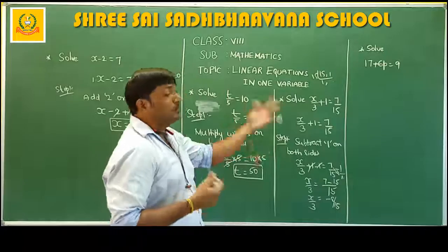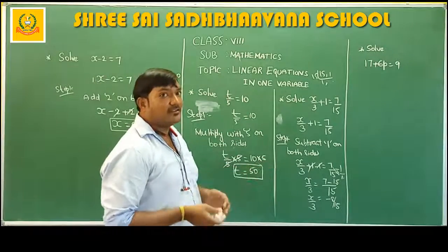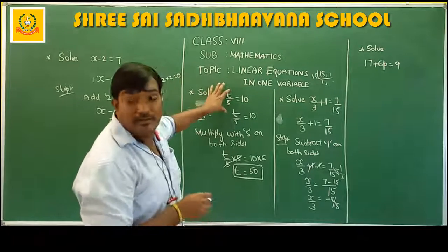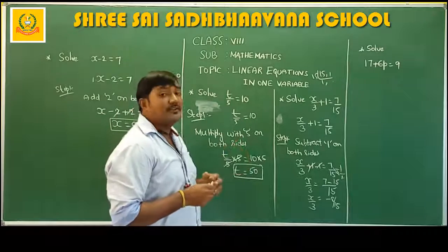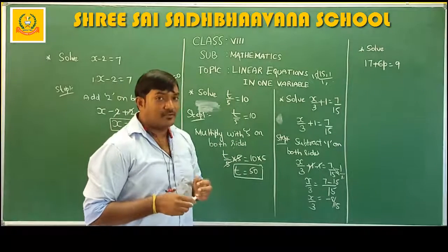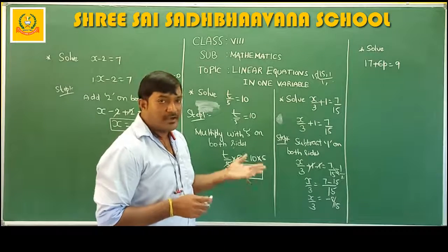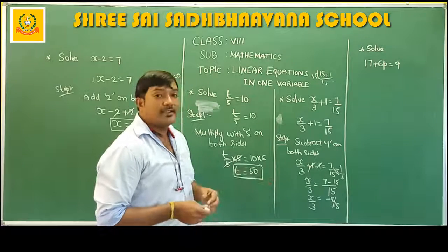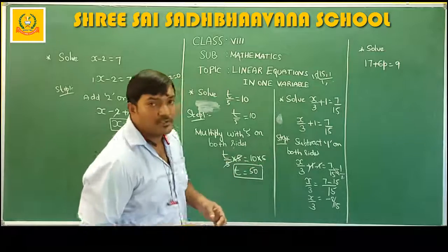No. Still we have to do one more step, because it is not just x. We got x by 3. So we have to eliminate that 3. How did we do it in the last sum? The same way we have to eliminate that 3. There we eliminated the 5 by multiplying with 5. So here we have to eliminate the 3 which is divided. Just multiply the term with 3 on both the sides, and that 3 will be eliminated. You will be left with x.